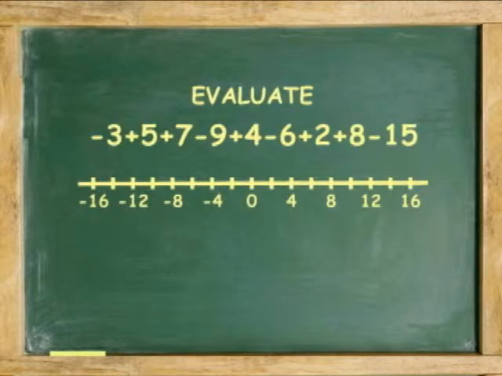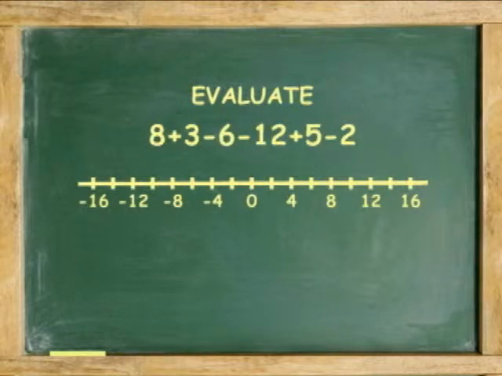For example, evaluate negative 3 plus 5 plus 7 minus 9 plus 4 minus 6 plus 2 plus 8 minus 15. Starting at 0, move 3 to the left because it is negative 3. 5 to the right, 7 right, 9 left, 4 right, 6 left, 2 right, 8 right, 15 left. The answer is negative 7.